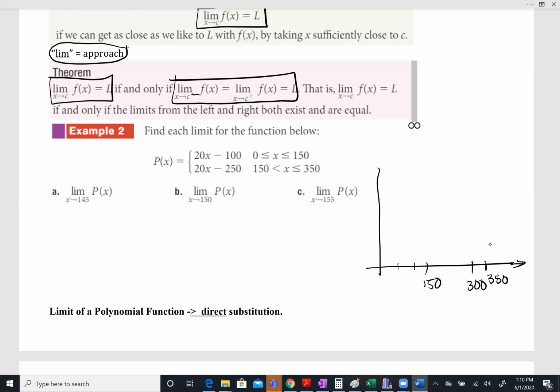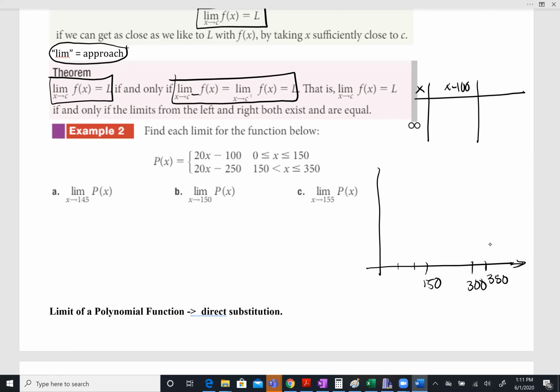All right, and now that is for the value of x. In order to have the value of y, I need to have a table. So I'm going to have a T table. Here's x. Here's the first piece of p(x), which is going to be 20x minus 100.